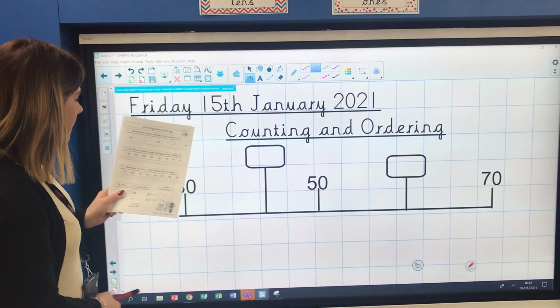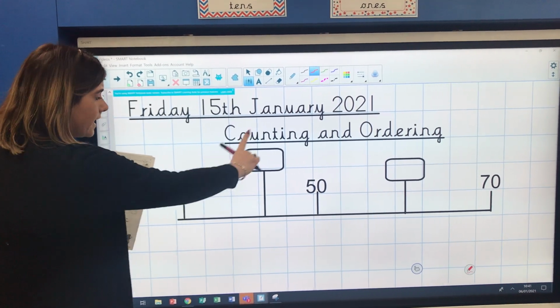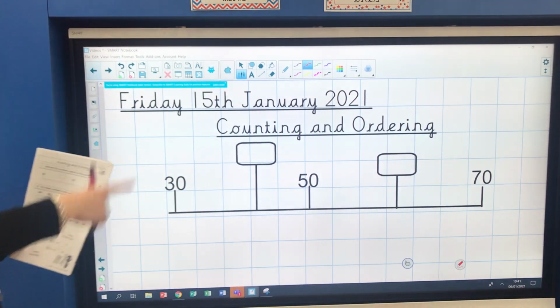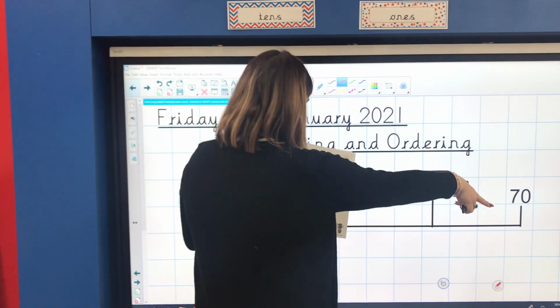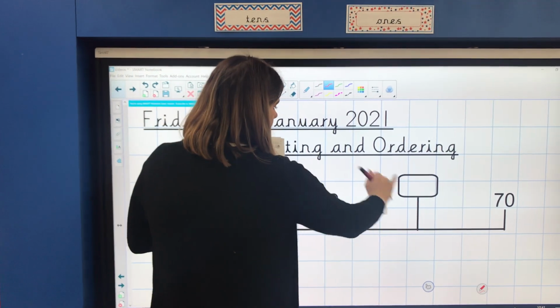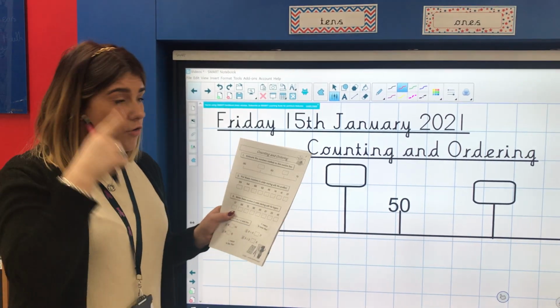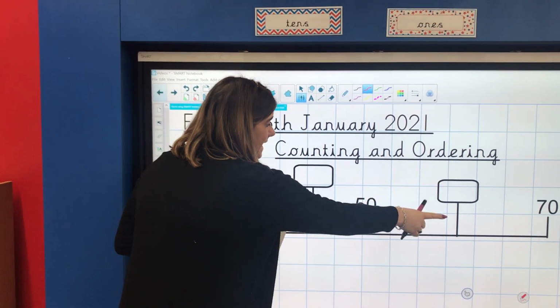So on the number line in your workbook, I've got the same number line on my board here. I've got the 2-digit numbers 30, 50 and 70. Now those are all tens numbers, okay, so I've got 30, 50 and 70. Now on your question there are 2 empty boxes. So what you've got to do is work out, estimate, using what you already know, which numbers would go in these boxes here.